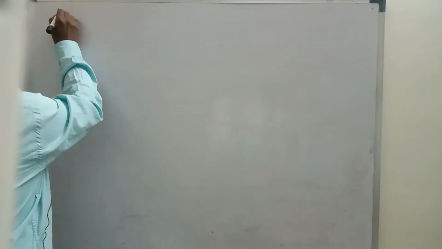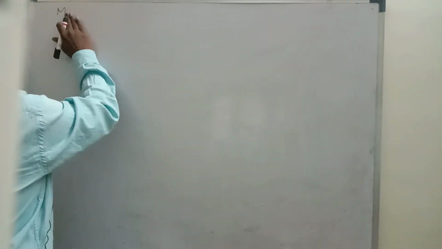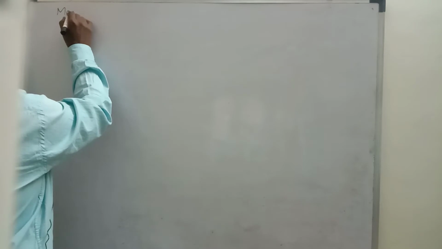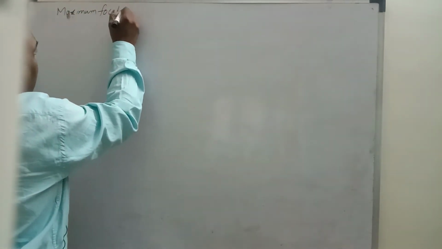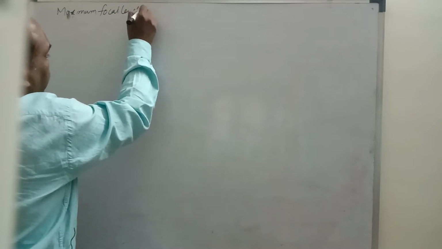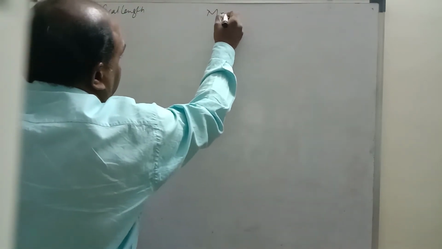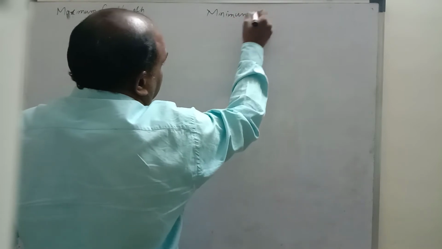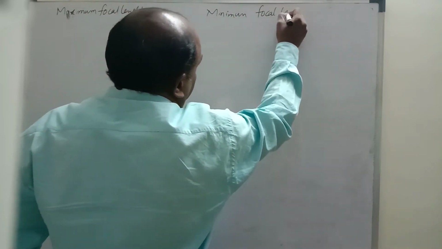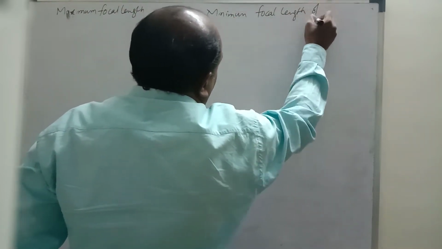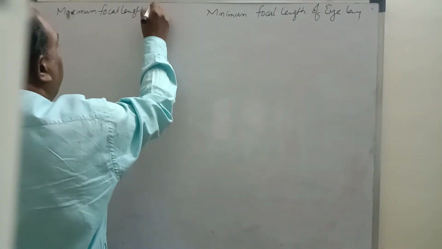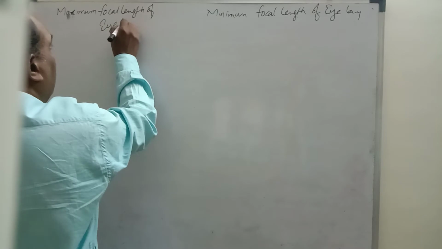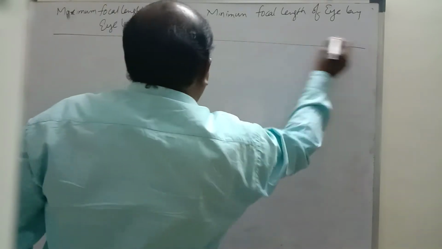Next, see children, what is the maximum and minimum focal length of the eye lens? What is the maximum focal length of the eye lens? What is the minimum focal length of the eye lens?